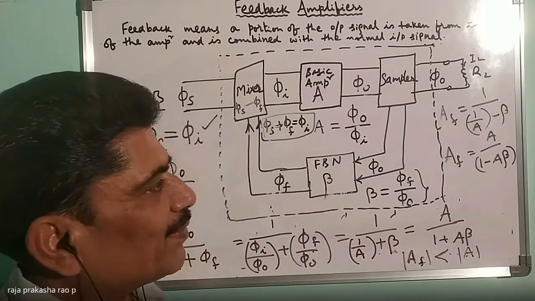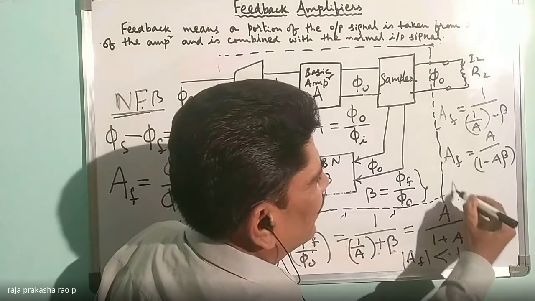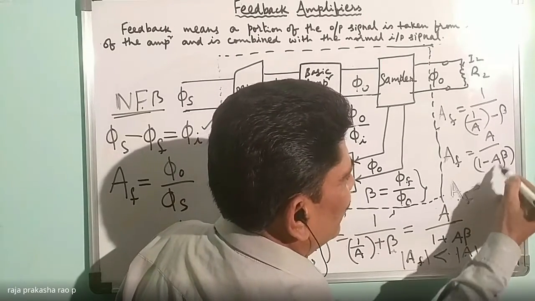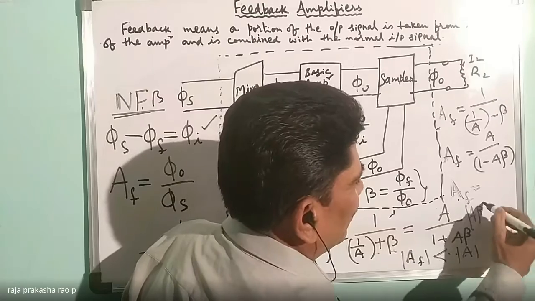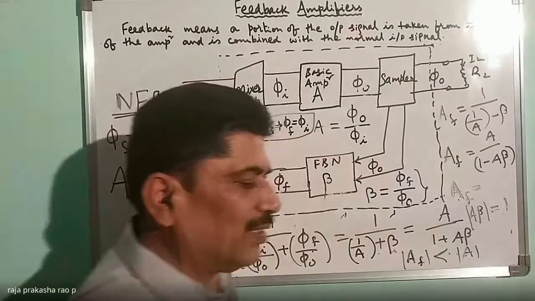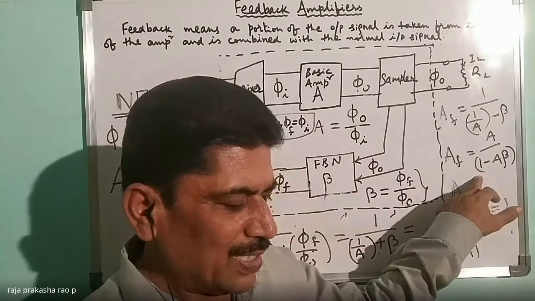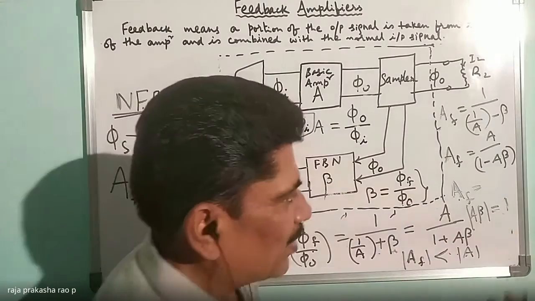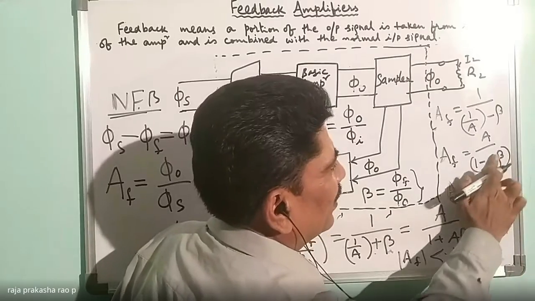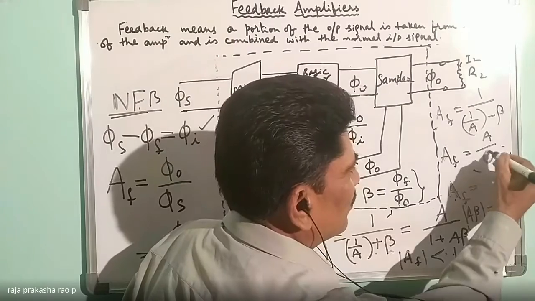For positive feedback, when the loop gain AB is equal to 1, AF is equal to A divided by 1 minus AB. What will happen when the loop gain is equal to 1? The denominator will become 0, is it not? Yes or no? When AB equals 1, 1 minus 1 will be 0.